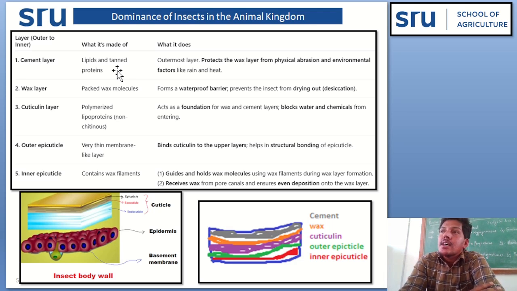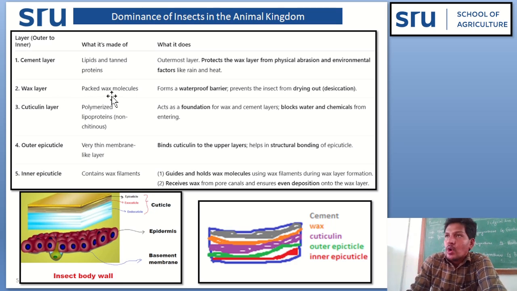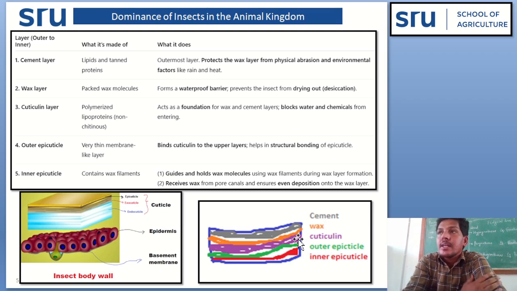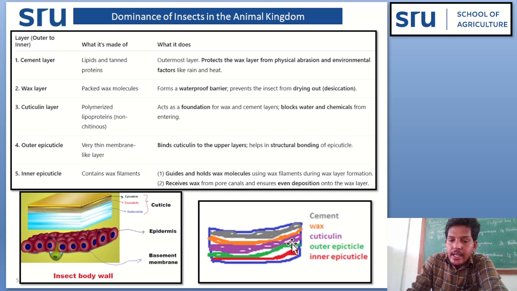Then what is the role of the wax layer? This is packed with wax molecules. So this forms a waterproof barrier and prevents the insect from drying out, that is, from desiccation. That is the role of the wax layer. Below the wax layer, the cuticulin layer is there. So this is the cuticulin layer.